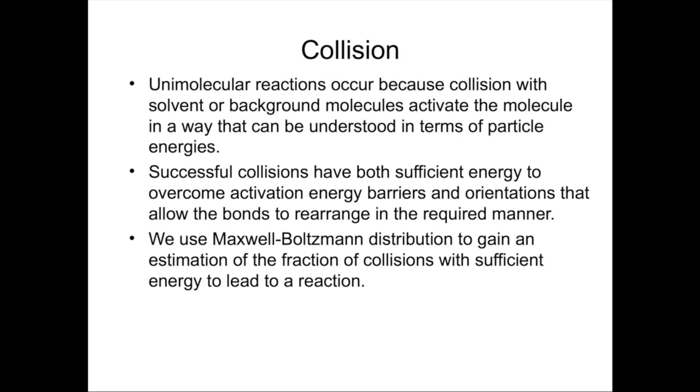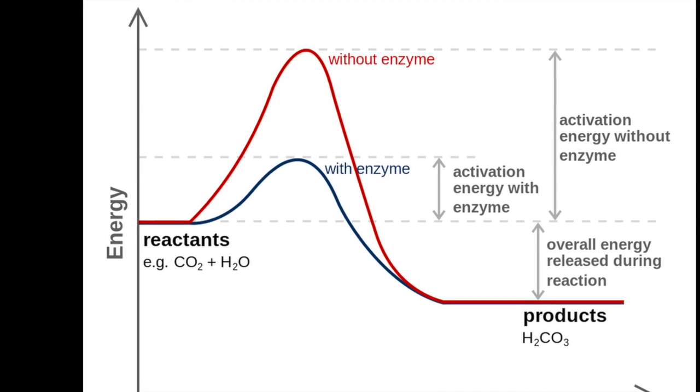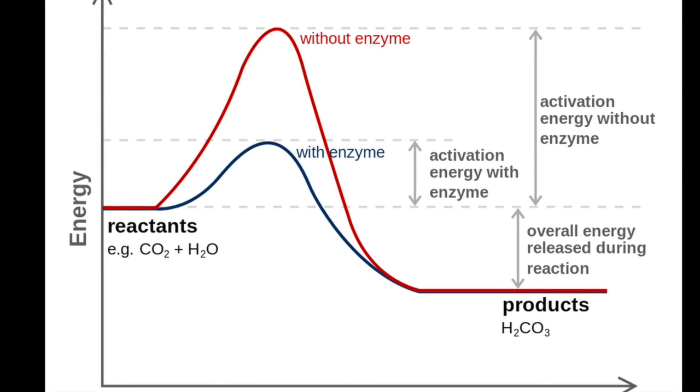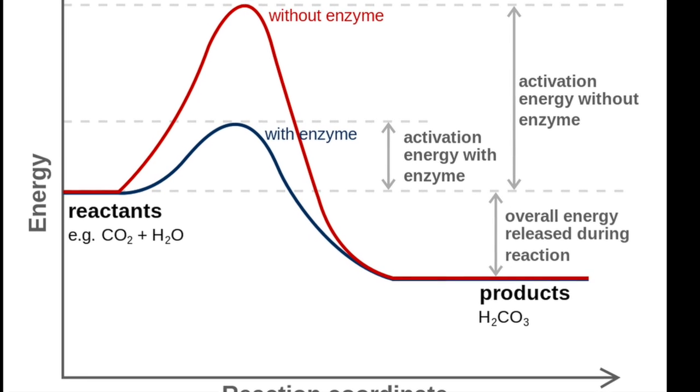Unimolecular reactions occur because collisions with solvent or background molecules activate the molecule in a way that can be understood in terms of partial energies. Successful collisions have both sufficient energy to overcome activation energy barriers and orientations that allow the bonds to rearrange in the required manner. We use the Maxwell-Boltzmann distribution to gain an estimation of the fraction of collisions with sufficient energy to lead to a reaction. This diagram shows how the presence of an enzyme helps the reaction to overcome the activation energy by lowering it.